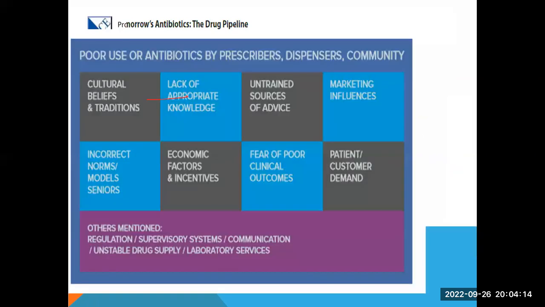And these are not the only factors. There are other factors that really contribute to this, like marketing influences, the pharmaceutical companies, untrained sources of advice, incentives, and of course other regulatory issues. Here in Egypt, yes, we do have a law that bans prescribing and dispensing antimicrobials over the counter, but it's not enforced. So we have the law, but it's not enforced. So again, this is another problem.